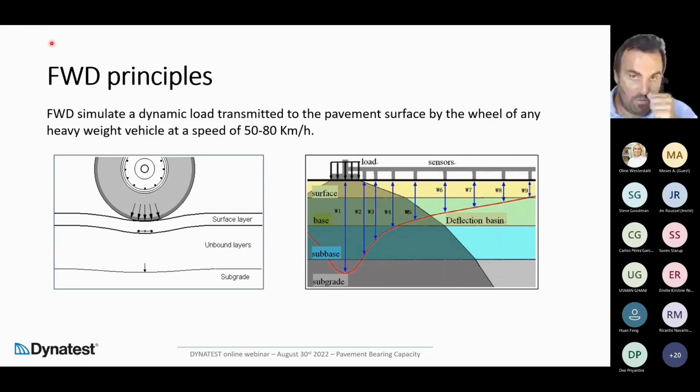The falling weight simulates a dynamic load transmitted to the pavement surface by the wheel of any weight vehicle at a speed of 50-80 km per hour. This is very important because we can replicate the real stress and strain induced in the pavement by the traffic load.